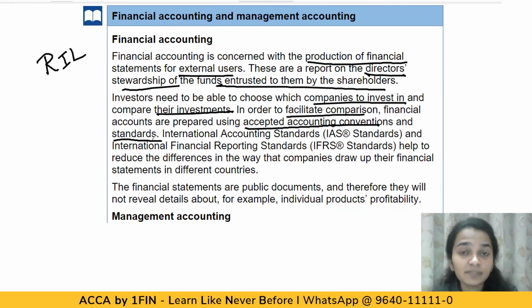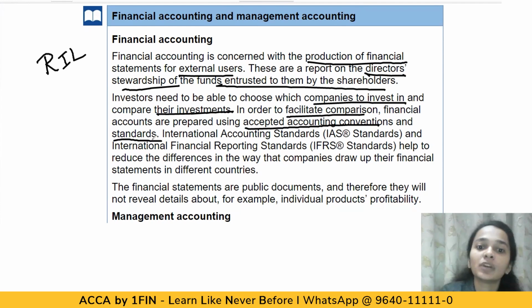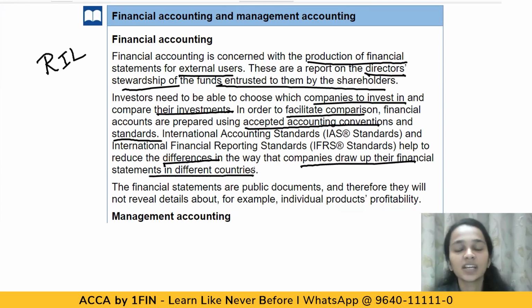Now, when they have to compare, the financial statements should also be comparable. Basically, this means that in order to compare, the financial statements shall be made on uniform principles, concepts and conventions. So there are certain prescribed accounting conventions and standards which are to be followed by organizations when they are preparing their financial statements. There are international accounting standards, IFRS, that is International Financial Reporting Standards, which help to reduce the differences in the way companies draw up their financial statements in different countries.